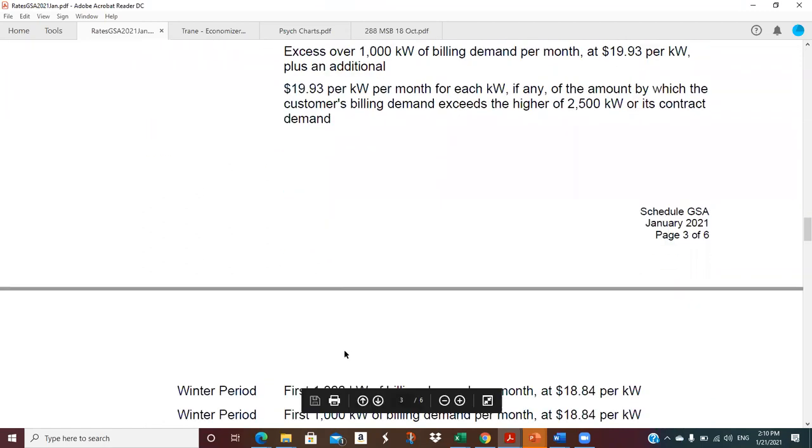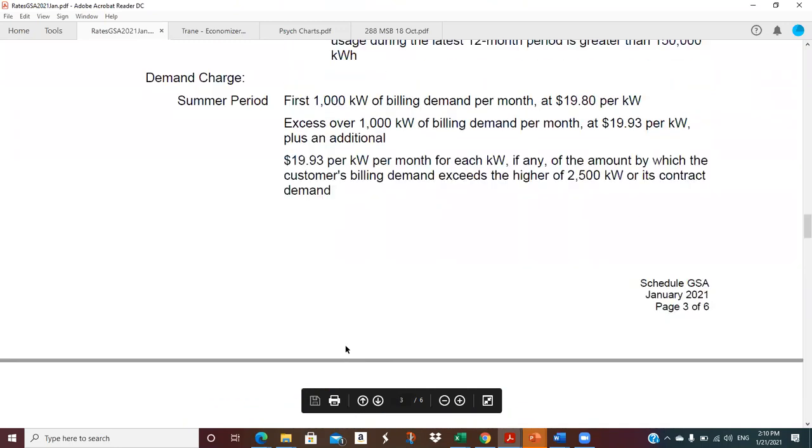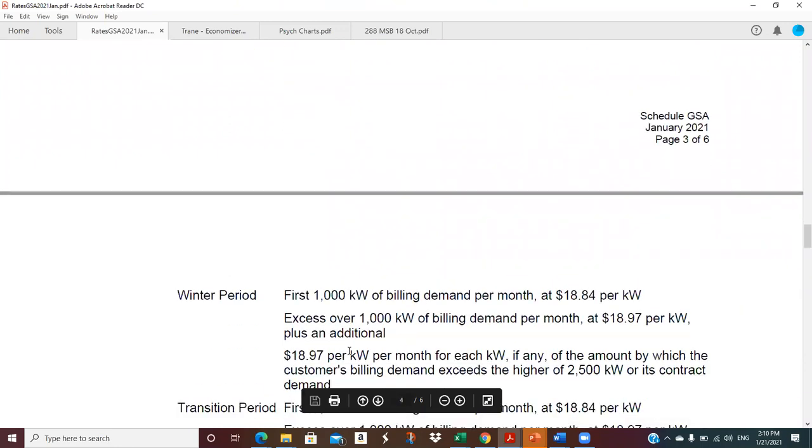Okay. Now in the winter, it gets markedly cheaper, right? The first 1,000 goes from 19.80 down to 18.84. Well, that's less, not a whole lot less. And the only thing that changes is the rate numbers.